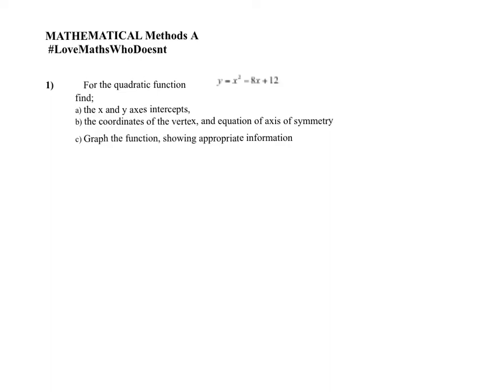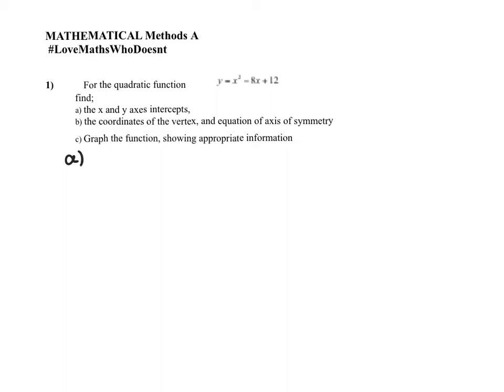Hi guys, let's go through question 1. A quadratic function is given: y equals x^2 - 8x + 12, and we need to find the x and y intercepts. So how are we going to do that? Let's start with part A.